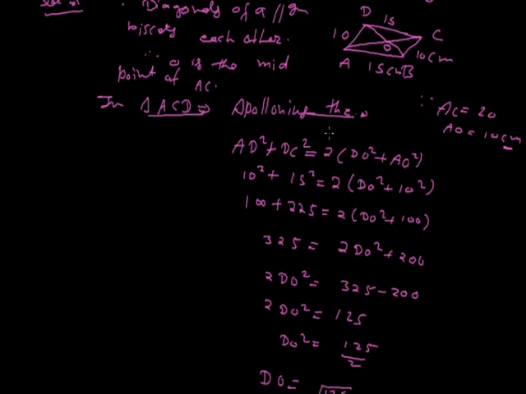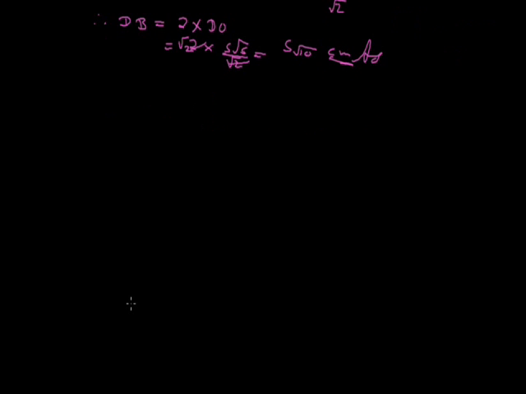So if in a parallelogram we have two adjacent sides and the length of one diagonal, we can calculate the length of the other diagonal by the use of Apollonius theorem. Now we are going to start the next question, which is also based on quadrilaterals. The next question is question number 2.